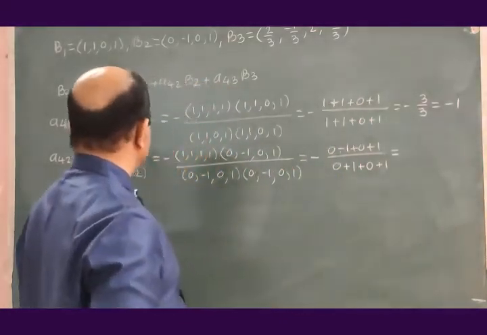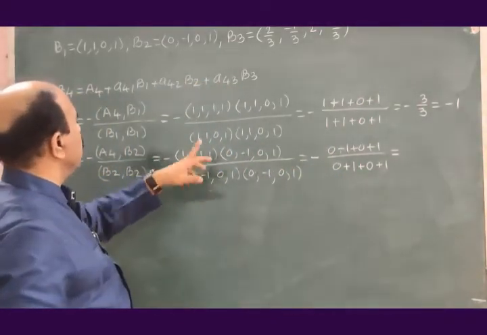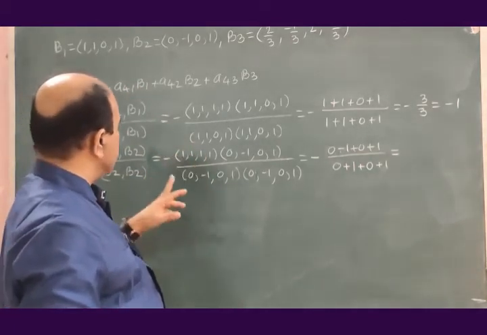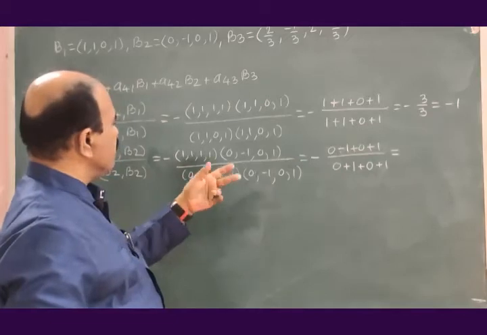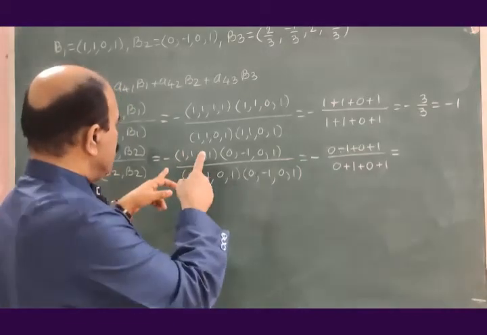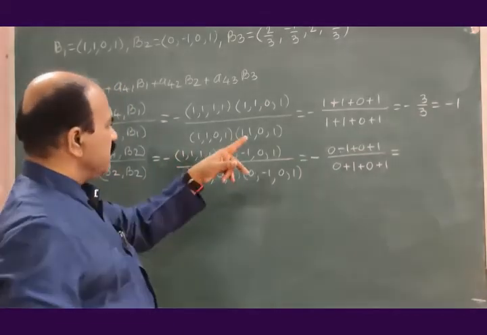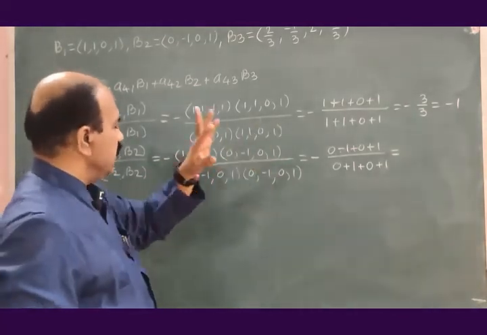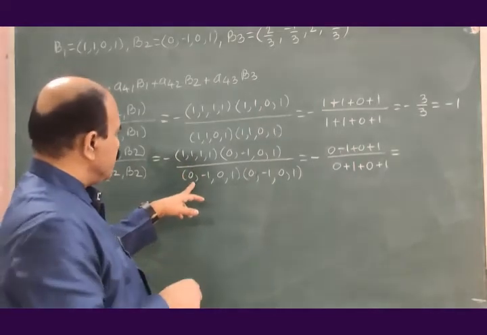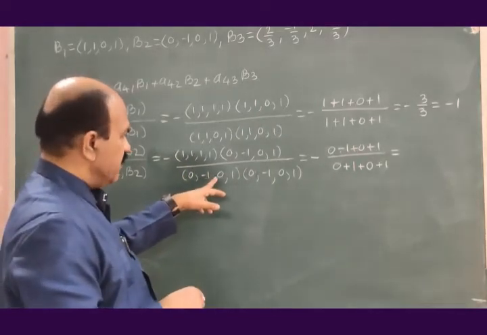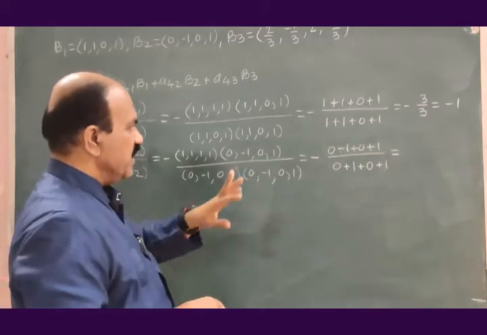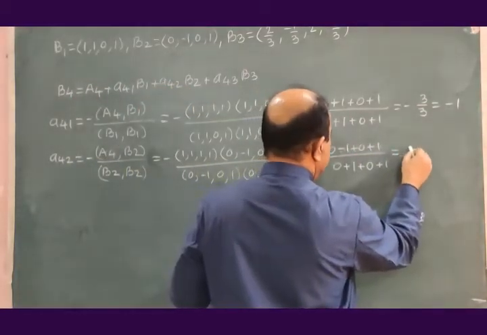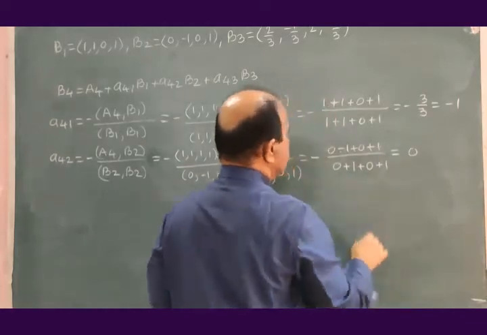Let me verify once more. A4 correct, B2 is 0 minus 1 0 1, 0 minus 1 0 1. 1 into 0 is 0, 1 into minus 1 is minus 1, 1 into 0 is 0, 1 into 1 is 1, 0 into 0 is 0, minus 1 into minus 1 is 1, 0 into 0 is 0, 1 into 1 is 1. Minus 1 plus 1, it is 0. 0 by anything is 0.